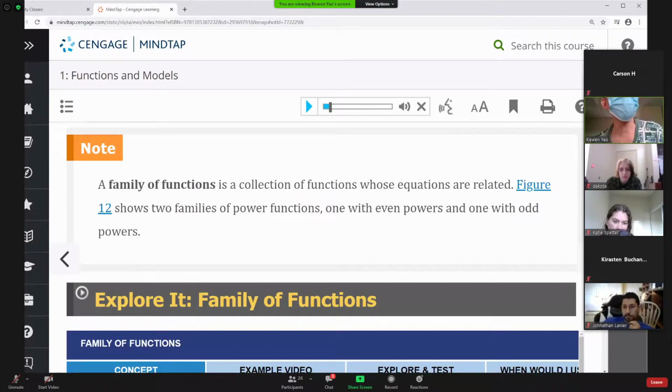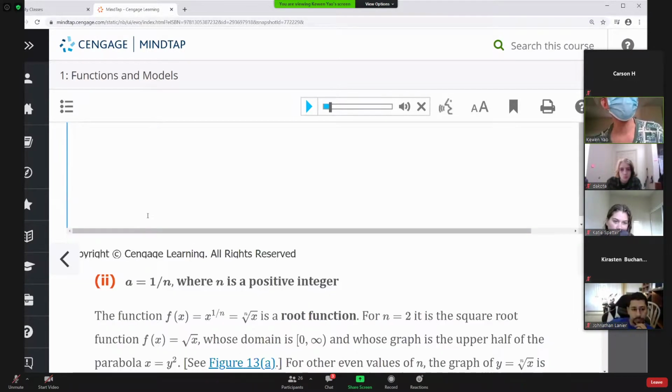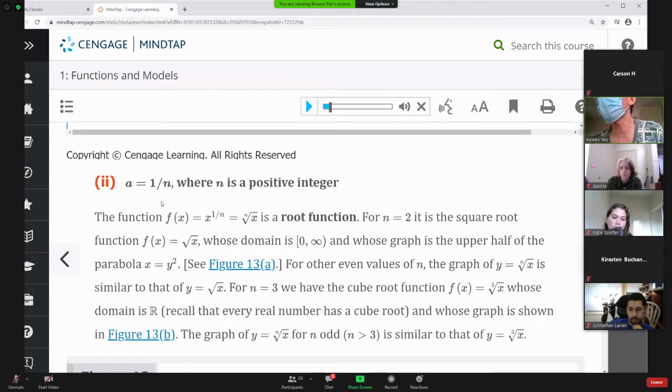Now a can be what? A can be like 1/2, 1/3, right? A may not be a positive integer. Say a equals 1 over n, where n is a positive integer, right? Then x to the power 1/n is equal to the nth root of x, right? We call that the root function, right? The root function, okay?